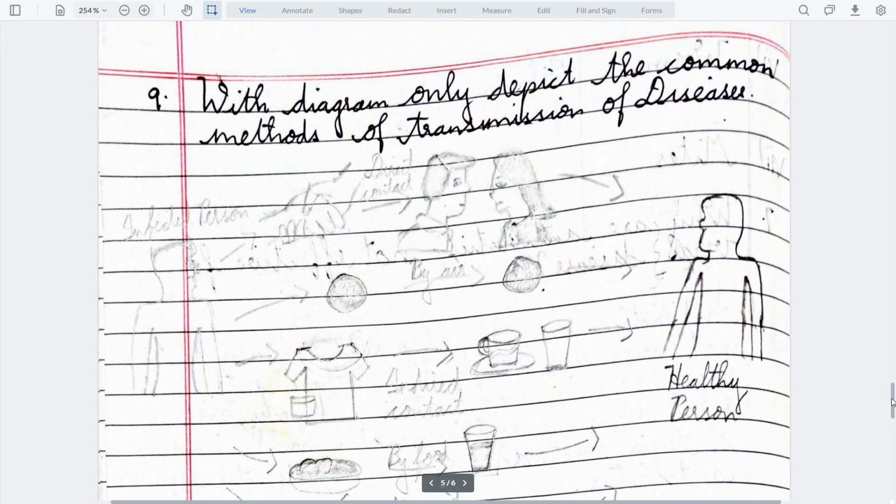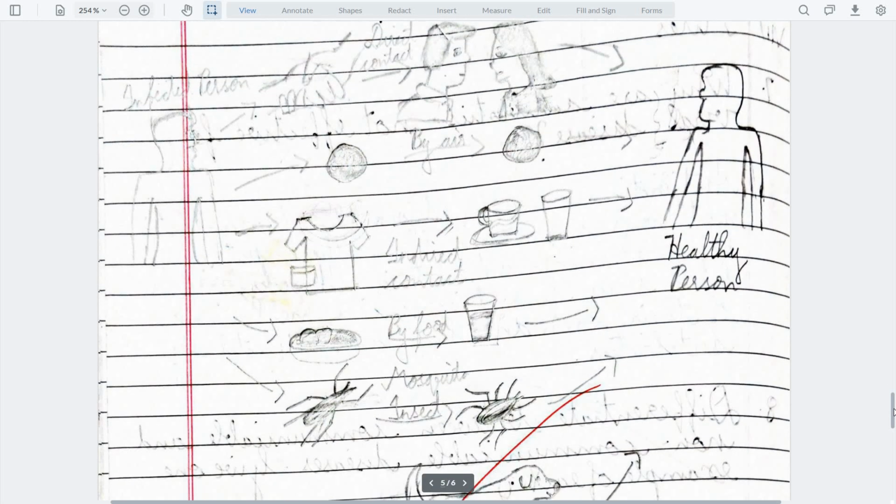With a diagram, depict the common methods of transmission of disease. இந்த டயக்ராம் நம்ம டெக்ஸ்ட் புக்லேயே இருக்குது.